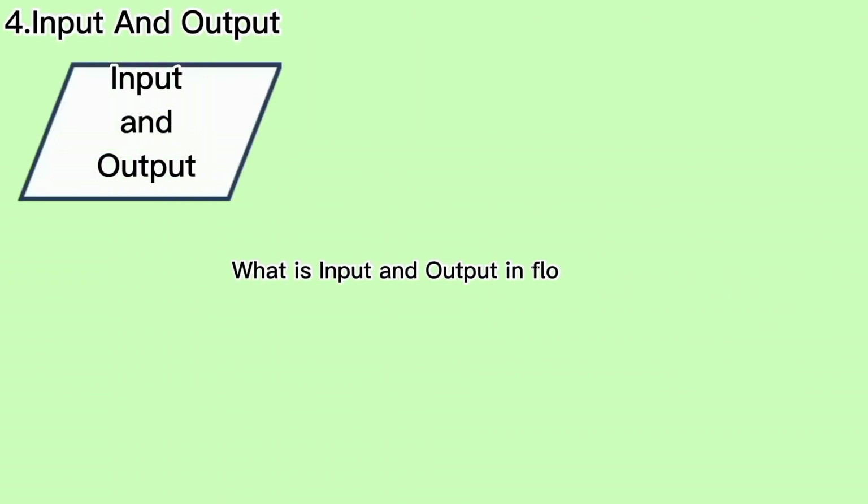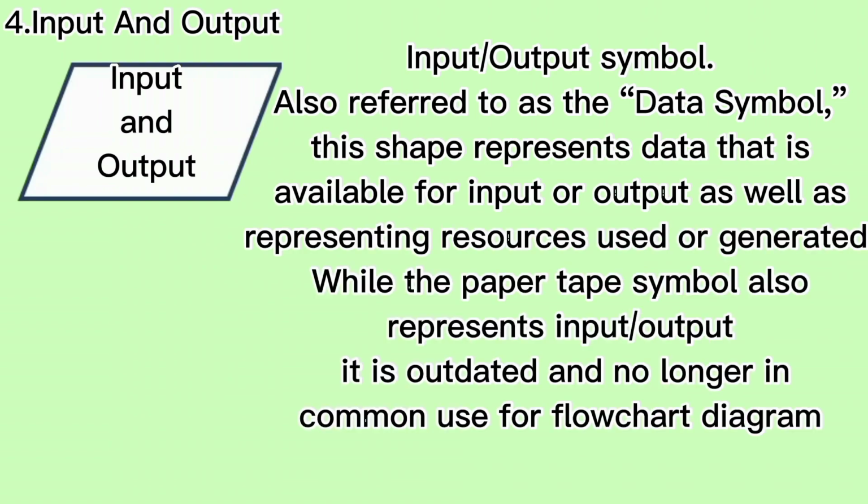What is input and output in a flowchart? The input-output symbol, also referred to as the data symbol. This shape represents data that is available for input or output, as well as representing resources used or generated, while the paper tape symbol also represents input-output. It is outdated and no longer in common use for flowchart diagrams.